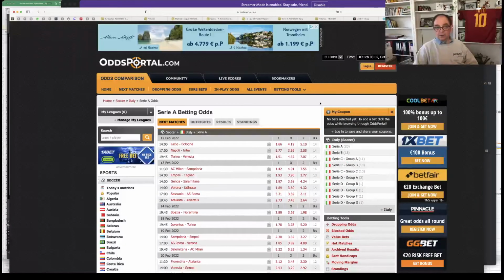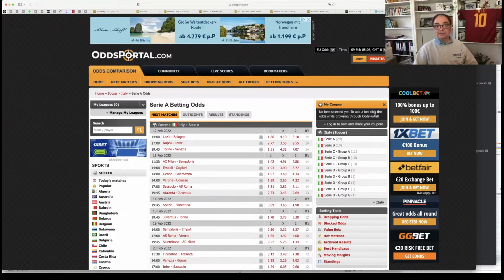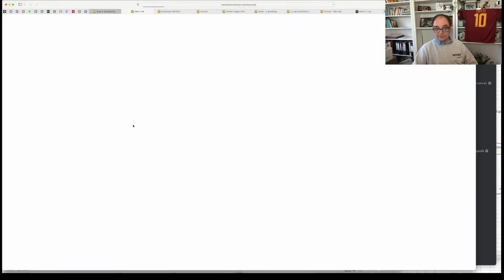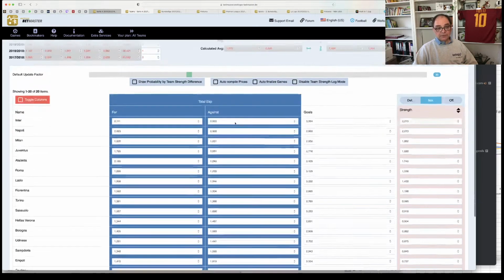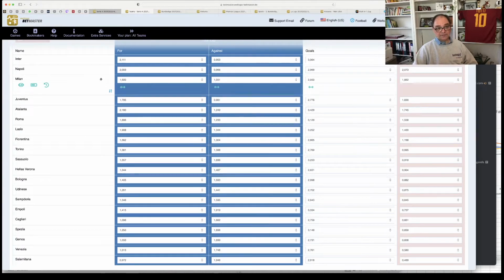So we are going to check here what the market thinks about these upcoming matches and what our computer, or the Betmaster Tool with my personal settings, thinks of it. And if we want to check the settings that I have, they are usually and largely based on the results.